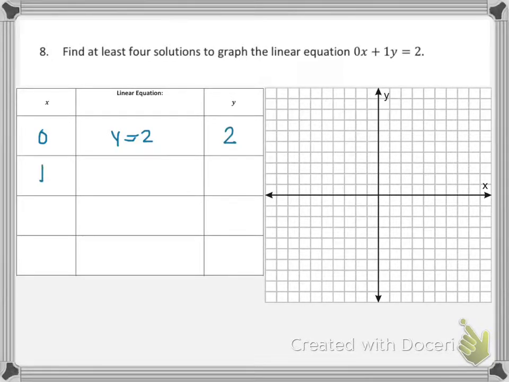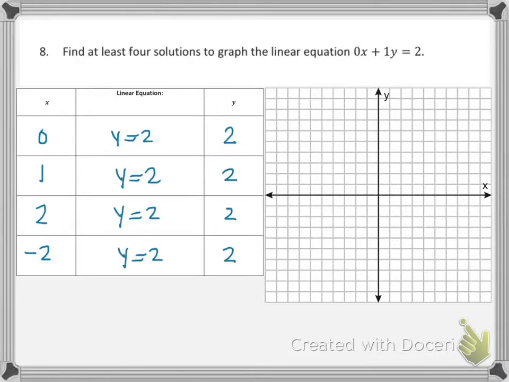What if I put a 1 in for x? 0 times 1 is 0. I get y equals 2. Okay, I've seen this before. If I put a 2 in for x, 2 times 0 is 0. That's y equals 2. Okay, and what about a negative? A -2 times 0 is 0, and I still get y equals 2. So no matter what, this time, no matter what I put in for x, y was always 2.